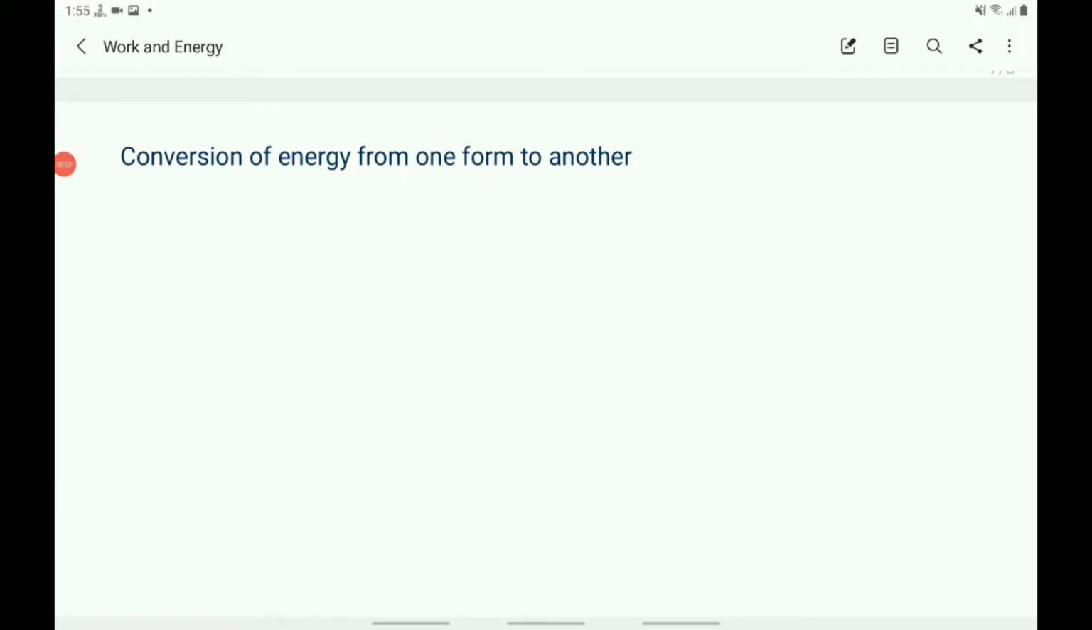Children, let us continue the chapter Work and Energy. Now let us discuss the conversion of energy from one form to another. Can we convert energy from one form to another? We find in nature a number of instances of conversion of energy from one form to another form. One example is photosynthesis.